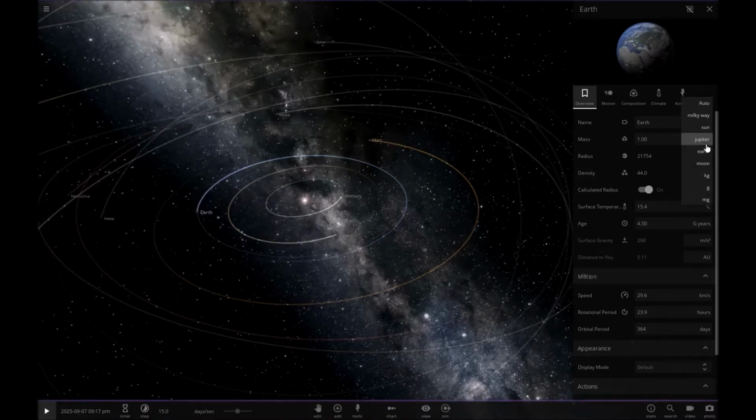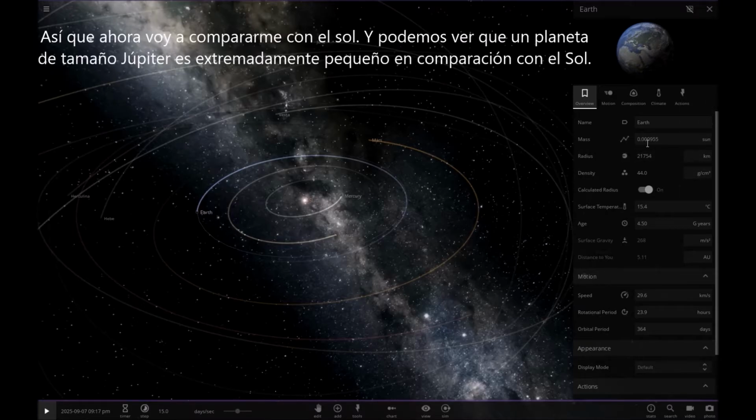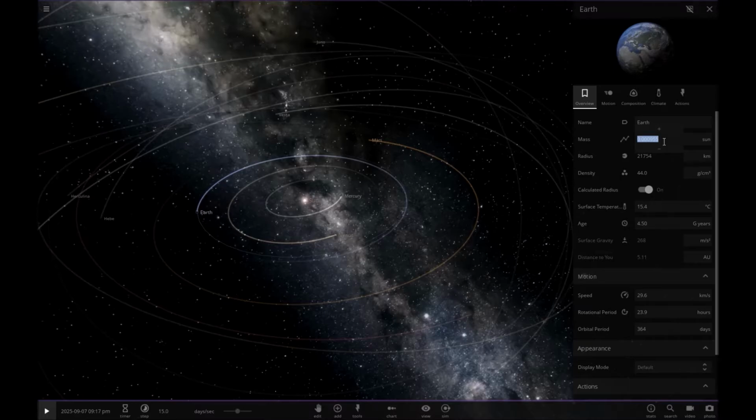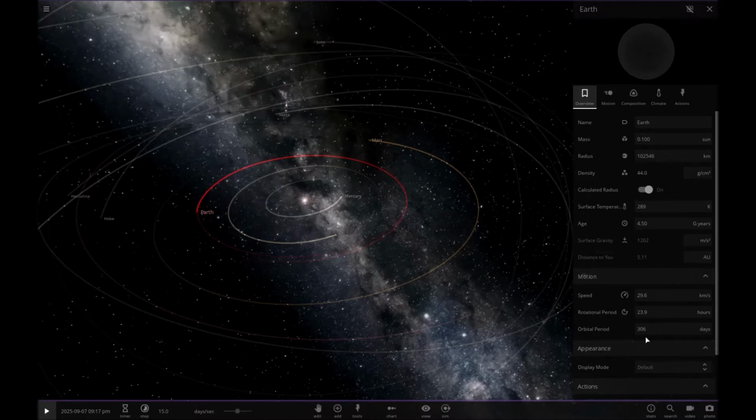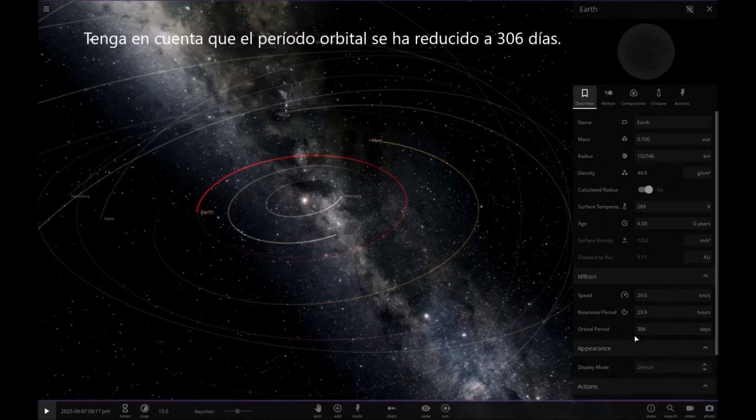Let's change this. And you know what? I'm going to change it to the sun. I'm going to compare it to the sun because 1 Jupiter is like nothing compared to the sun. As big as Jupiter is, its mass is nothing compared to how big and heavy and massive the sun is. So let's say we take the Earth and we make it equal to 1/10 the sun. At 1/10 the sun's mass, now notice the orbital period has gone down to 306. We've lost like 60 days on our orbital period.